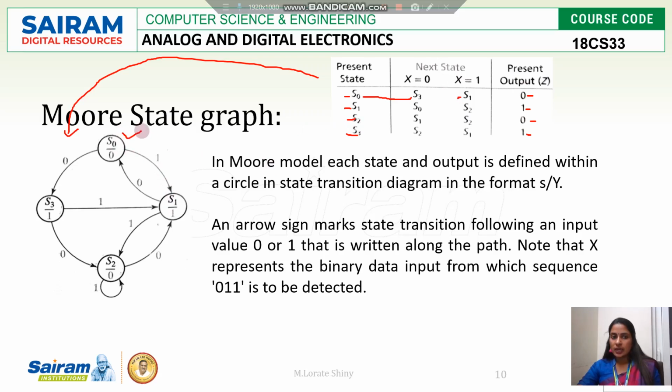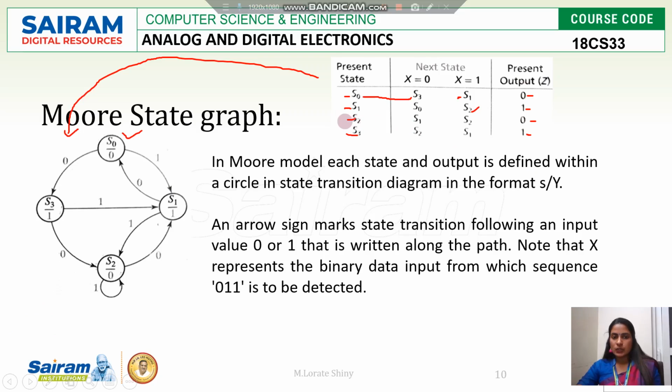Okay, so this is not over, then S2, S1. If the present state is S1 and x is equal to 0, my next state will be S0. Then x is equal to 1, S2 is my next state. This is also right.